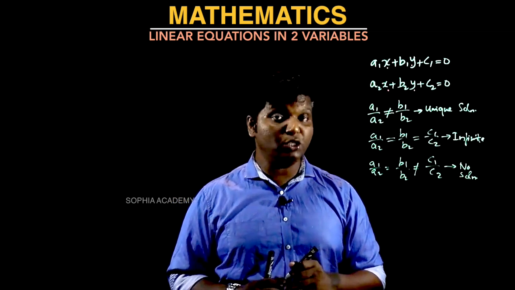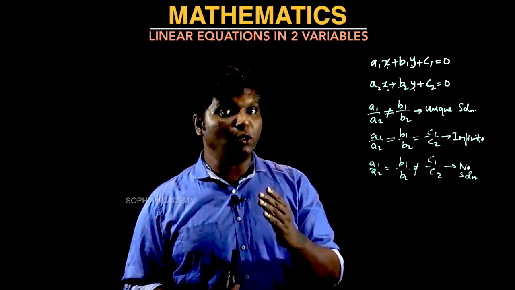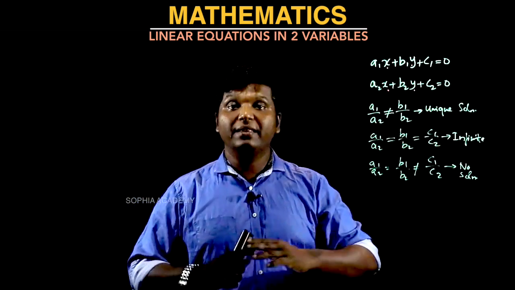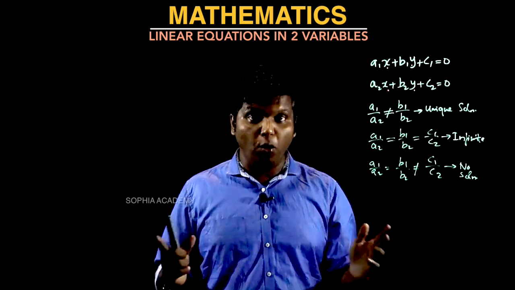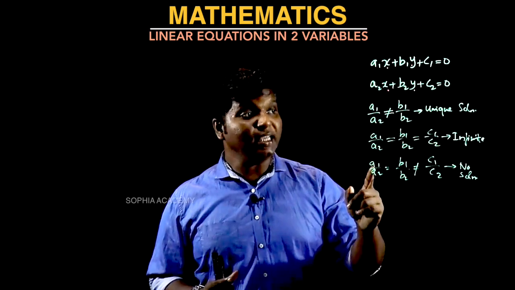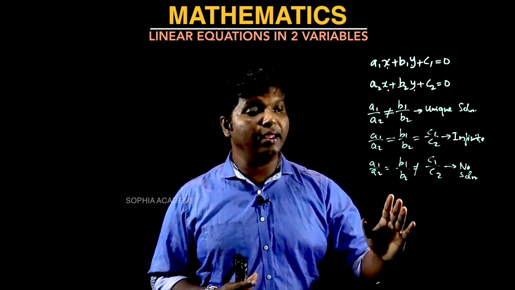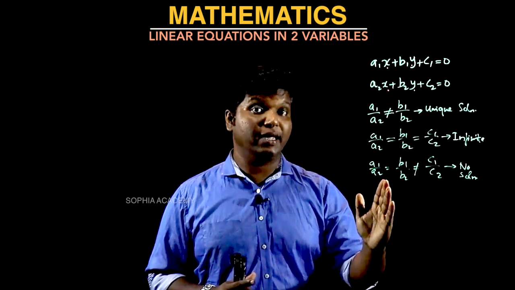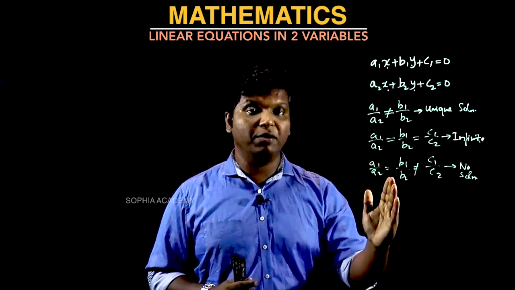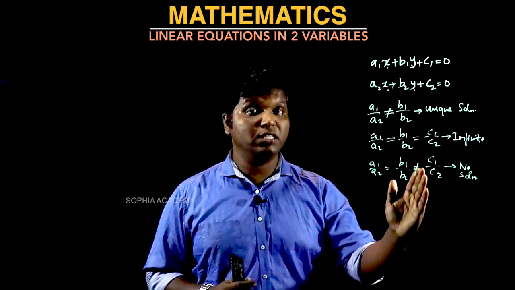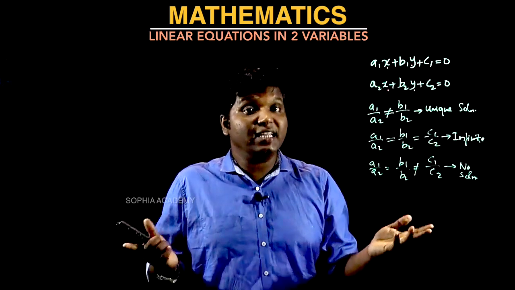Okay, so this much you must keep in your mind. In some particular cases they have solutions, and in another case they do not. In one case there is no solution at all, you are not going to get any solution. Why? Because this is the case: a1 by a2 is equal to b1 by b2, and that's not equal to c1 by c2. So in this case there is no solution.